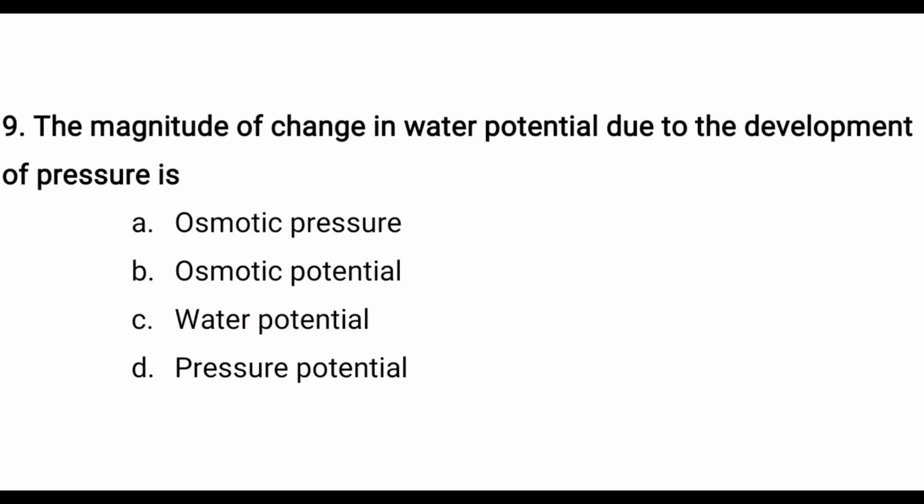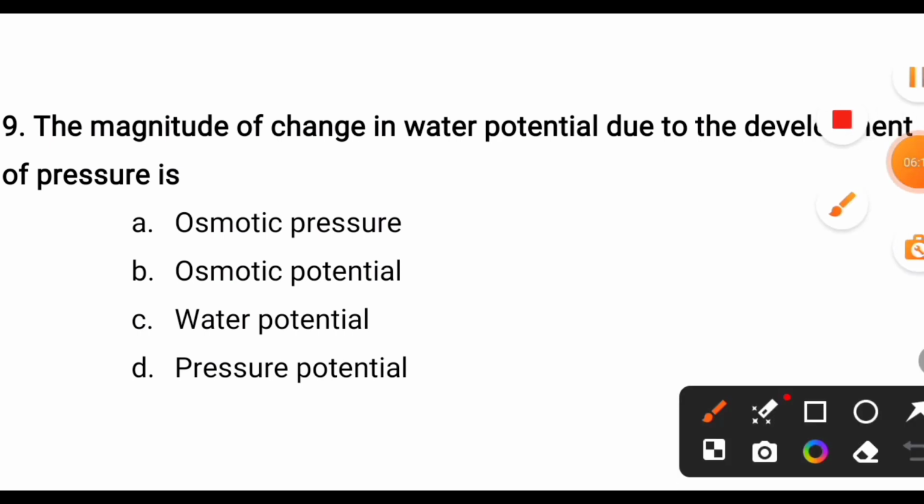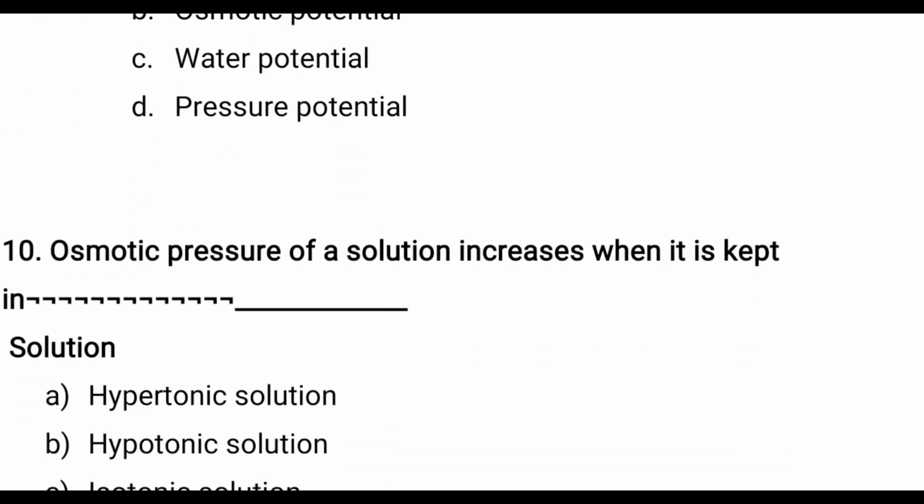When solutes are added to pure water, the water potential decreases. The water potential of pure water is 0, so the decreased water potential is in minus values. This decrease of water potential is known as solute potential, also called osmotic potential. So the decrease of water potential is nothing but osmotic potential, also called solute potential. So let's see the next question.